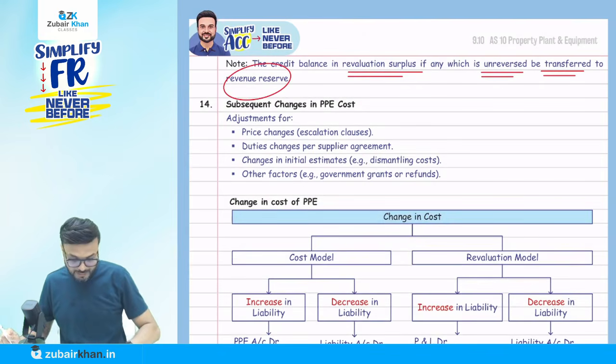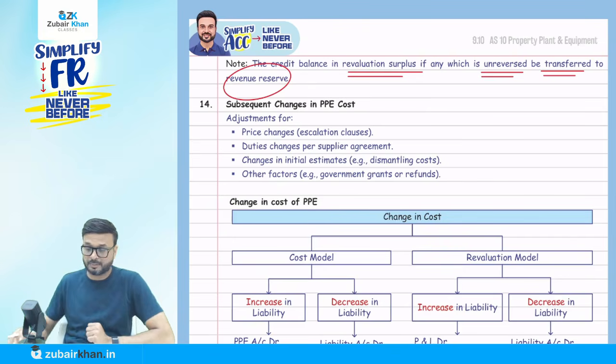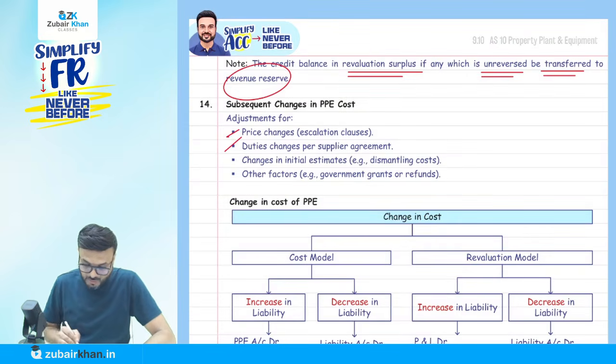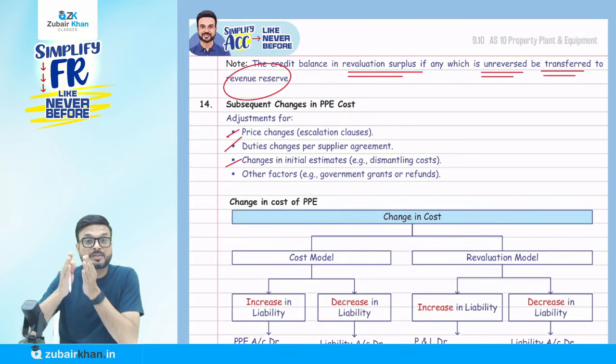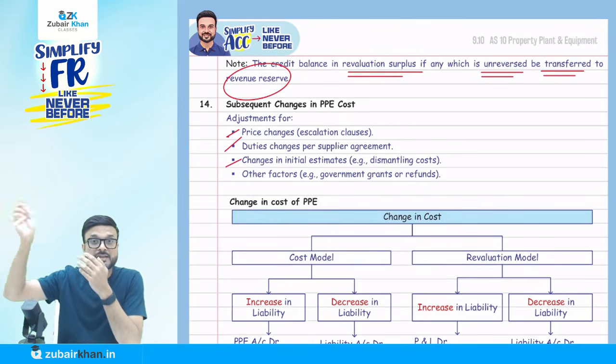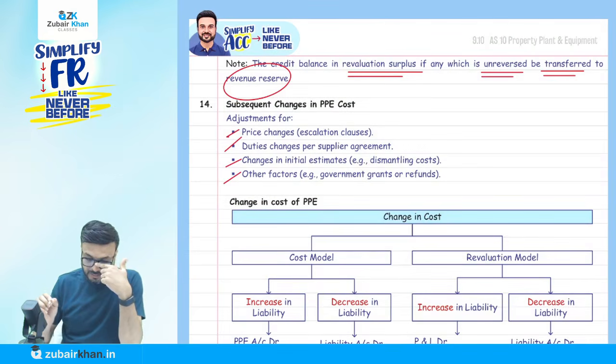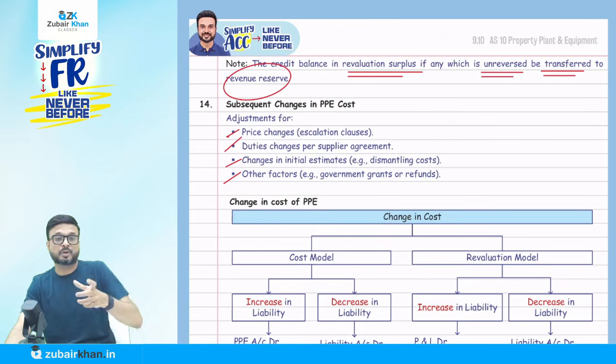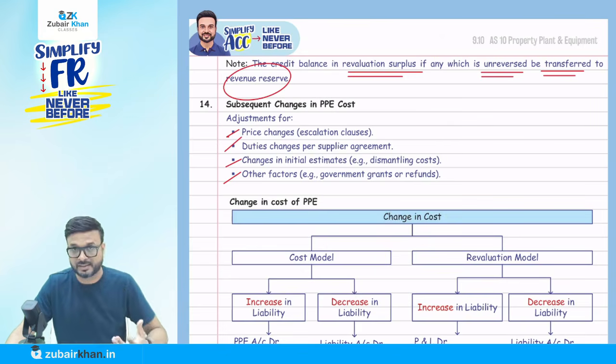Now, don't you think it might happen that there are subsequent changes in PPE? Because it might happen that we change the value, because of some price changes, changes in the tax law, or changes in the initial estimate, such as the estimate of the dismantling cost. Now AS 12 is going to come, government grant. Some changes in the price because of a grant received from the government, whatever the reason. If there is a change in the cost of the PPE, what should be the accounting treatment?